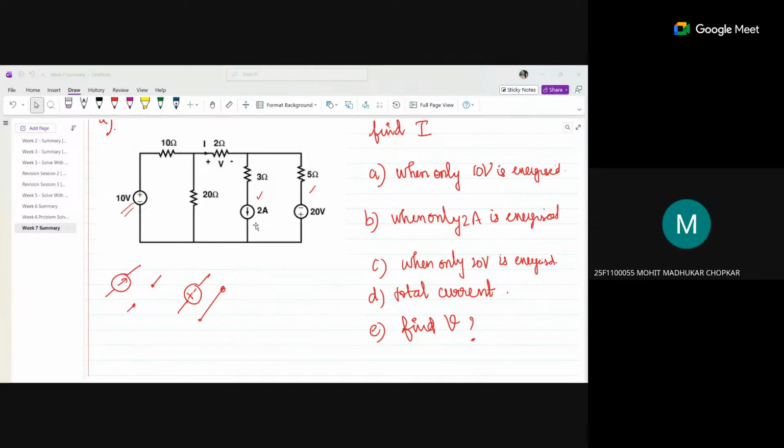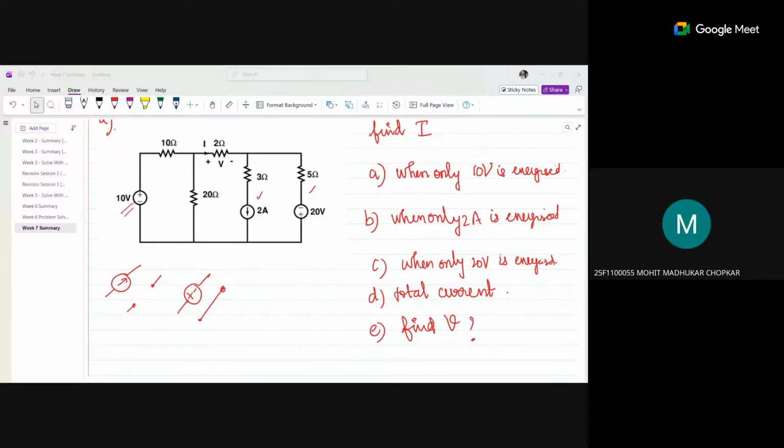Using the 2 ampere source. You know, 2 ampere is given, ma'am. Current through it. Only when 2 ampere is given, you have to find I. Ma'am, 2 ampere is also the current I. Yes, it is the current source. Only 2 ampere is energized, so you have to de-energize 10 volt and 20 volt, and keep only 2 ampere in the circuit. Find the current through the 2 ohm resistor.